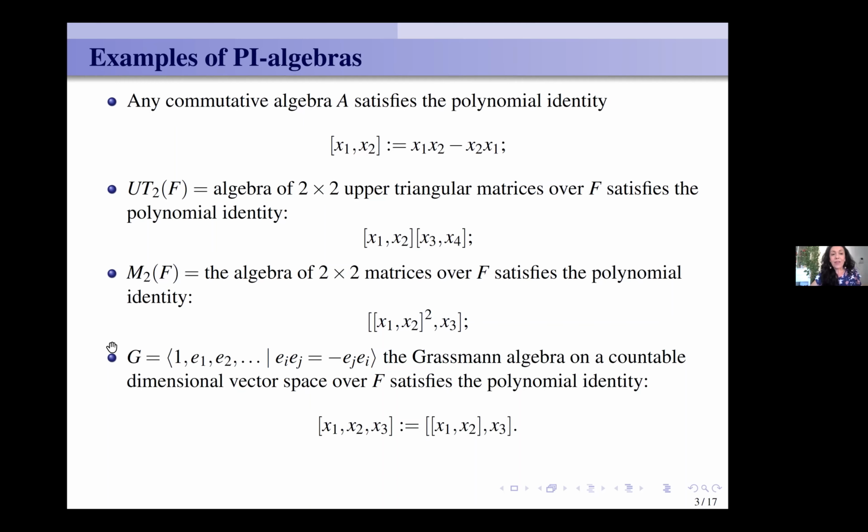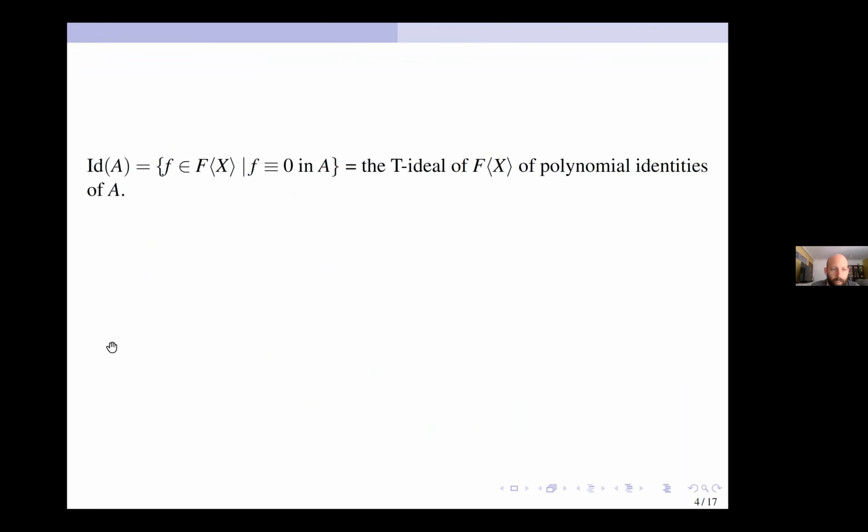The set of polynomial identities satisfied by an algebra is a T-ideal of the free algebra. I mean, it is an ideal invariant under all endomorphisms of the free algebra. Moreover, every T-ideal of the free algebra is of this type. I mean, it is the T-ideal of all polynomial identities satisfied by a suitable algebra. So sometimes it is convenient to translate a given problem on T-ideals of the free algebra into the language of polynomial identities satisfied by an algebra.